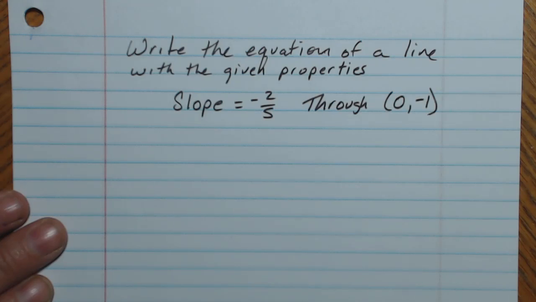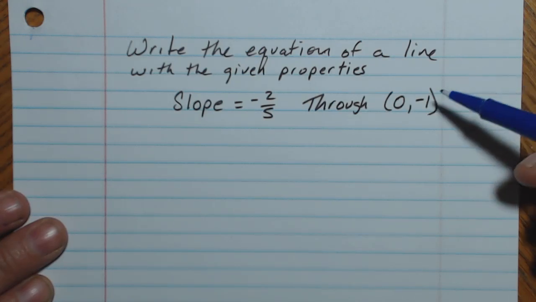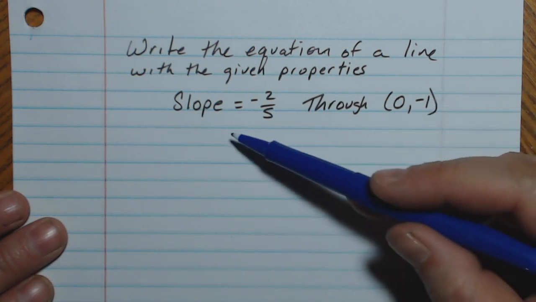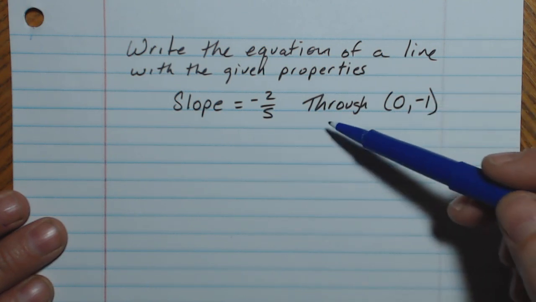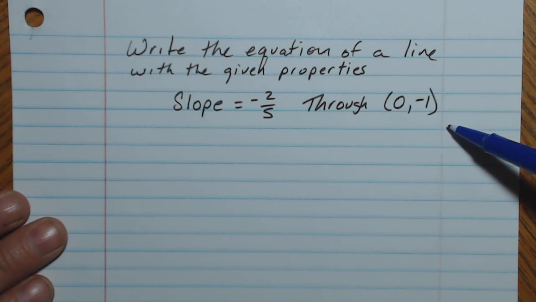This problem is asking us to write the equation of a line with the given properties. The line has a slope of -2/5 and it goes through the point (0, -1).